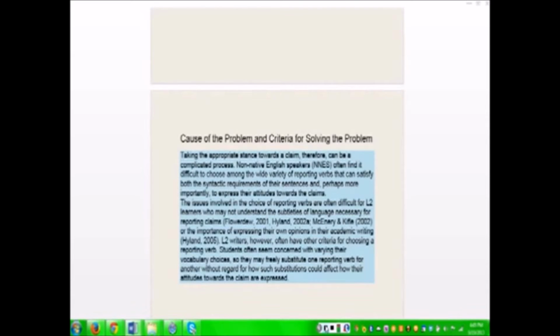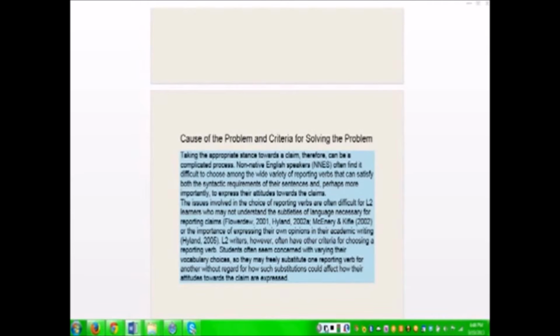So taking the appropriate stance towards a claim, therefore, can be a complicated process. Non-native speakers of English often find it difficult to choose among the wide variety of reporting verbs that satisfy both the syntactic requirements of the sentences and, more importantly, to express their attitudes toward a claim. So part of the problem is there's a wide variety of choices, maybe too wide a variety. And as a result, L2 students may not understand the subtleties of the language. L2 students have their other criteria for choosing reporting verbs.